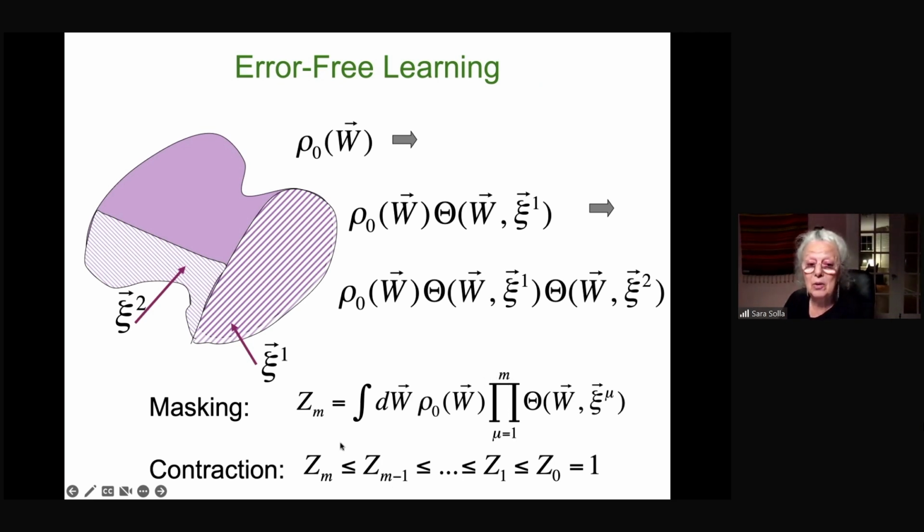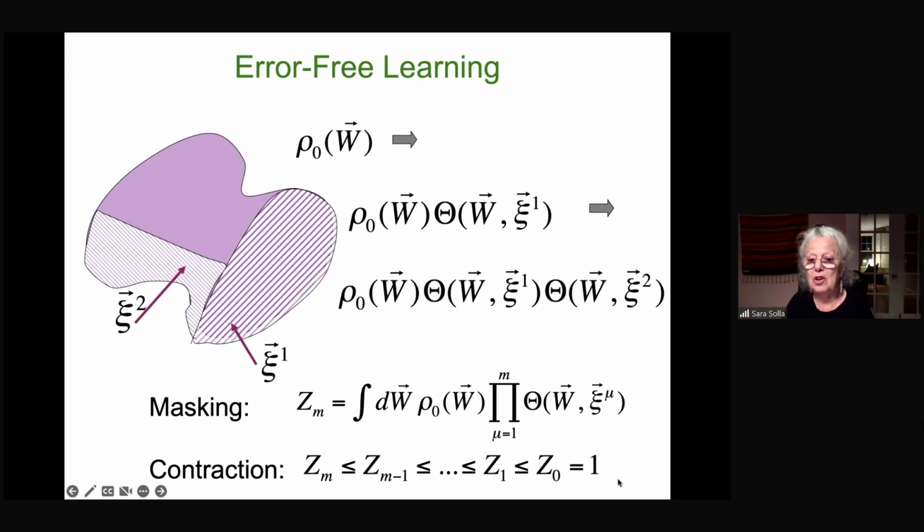So if I started with a volume that I had defined to be equal to 1, because I defined the integral of rho 0 of W dW to be equal to 1, it's clear that this masking process will monotonically shrink my availability of hypotheses, will monotonically shrink the volume of configuration space that has survived the interaction with n examples.